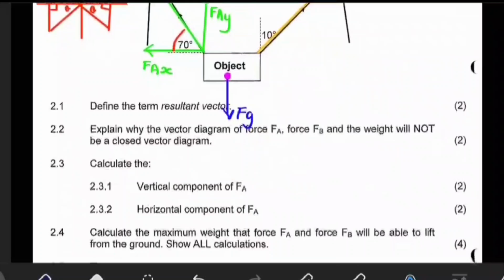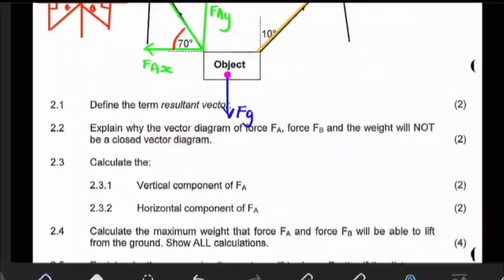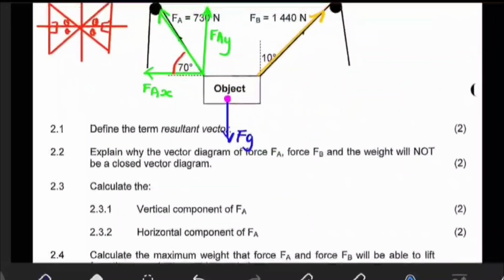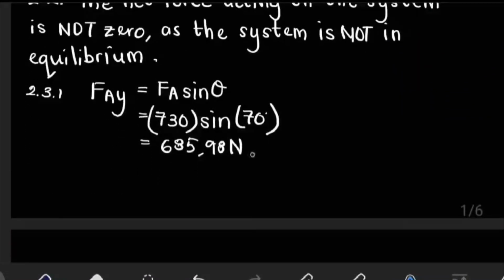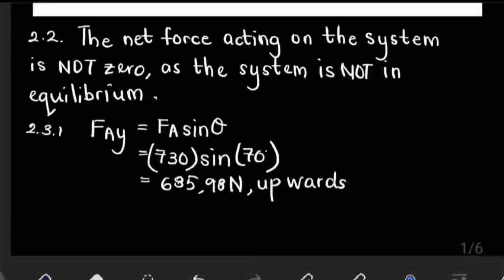Okay, so they asked us for the vertical component. They did not say magnitude, which means that we need direction as well. We notice that this component goes upwards. So you can say up, upwards, north if you're using compass directions.